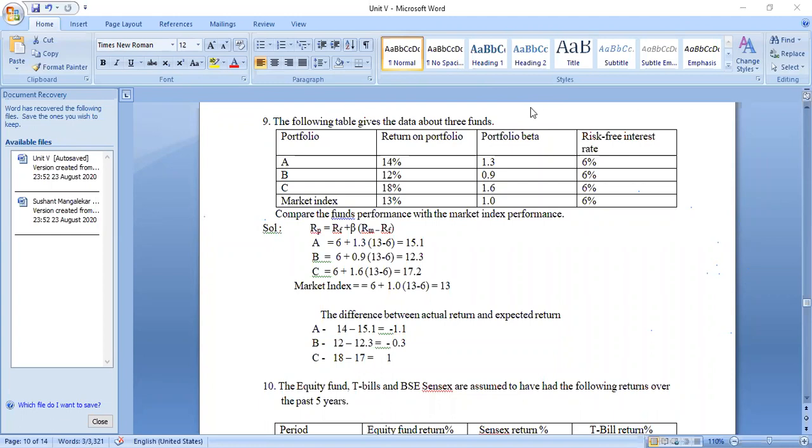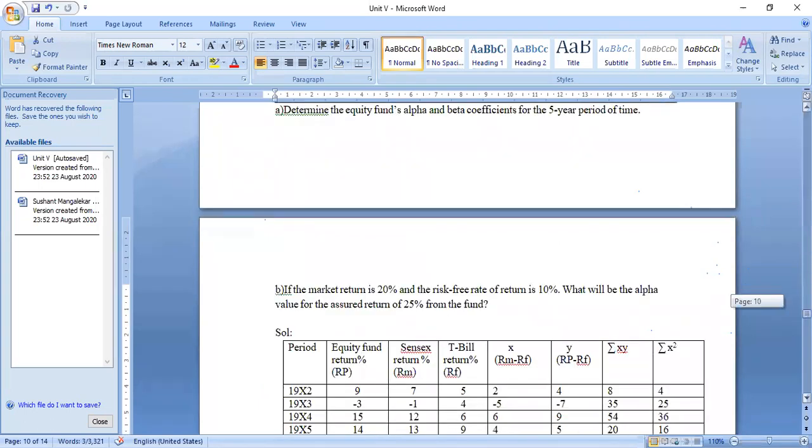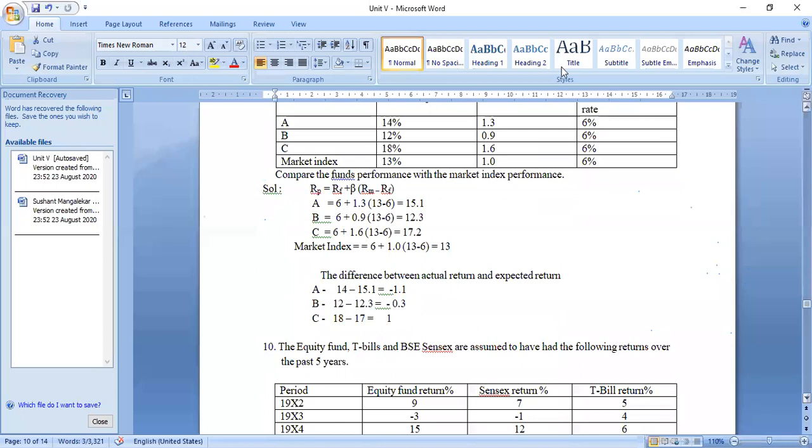Conclusion once again of the ninth problem. Now, when they have told us to compare the fund's performance with market index performance, and when they have given this particular data, it clearly says we have to... I will just answer Netra's question first and then take back another question.